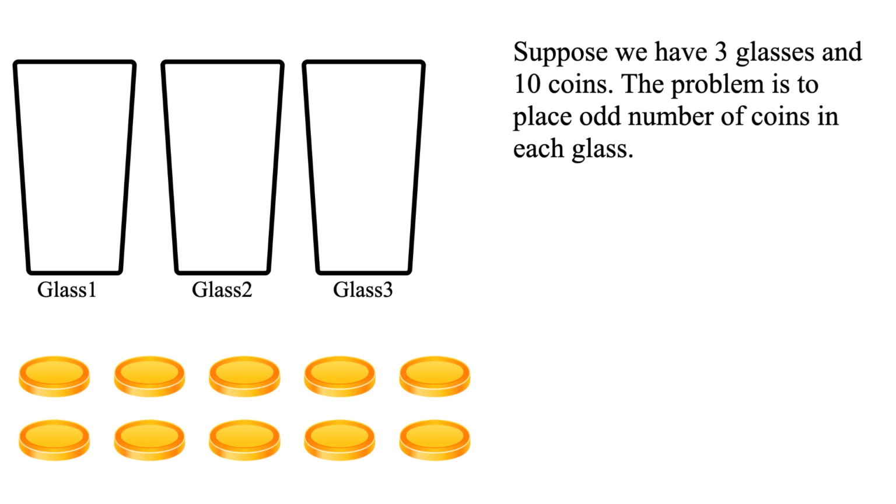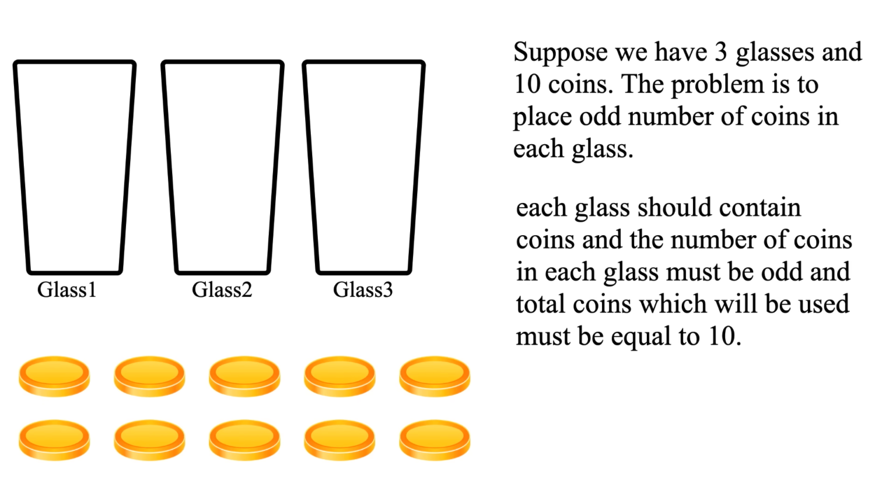Suppose we have 3 glasses and 10 coins. The problem is to place an odd number of coins in each glass. That is, each glass should contain coins and the number of coins in each glass must be odd and the total coins which will be used must be equal to 10.